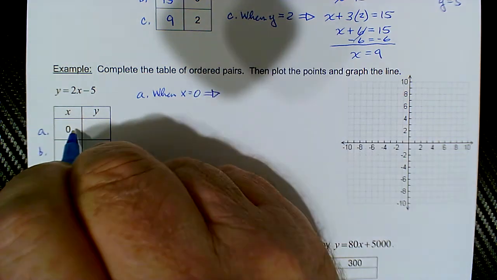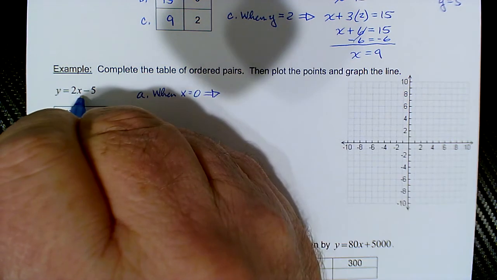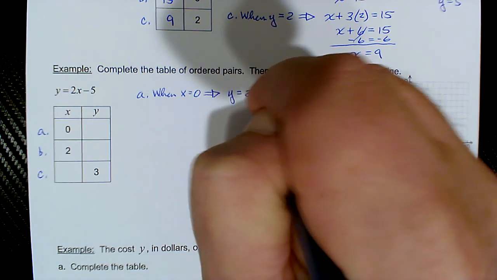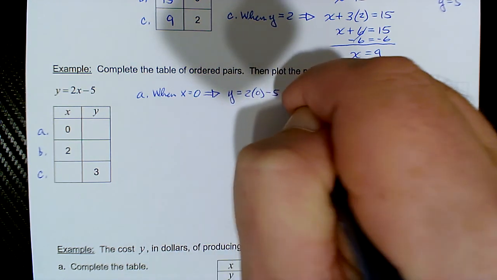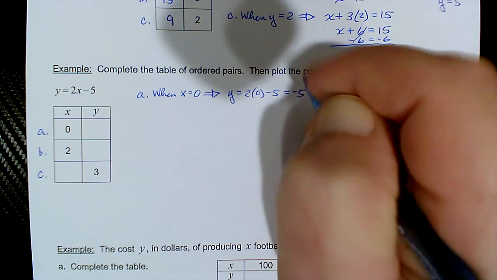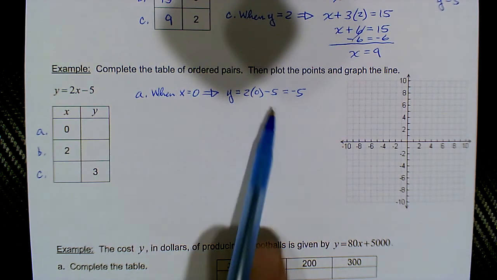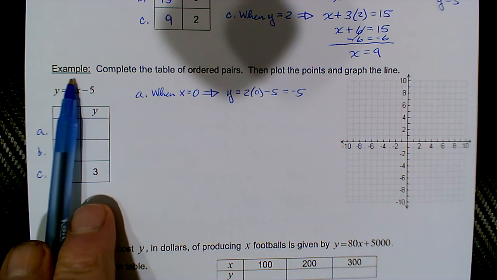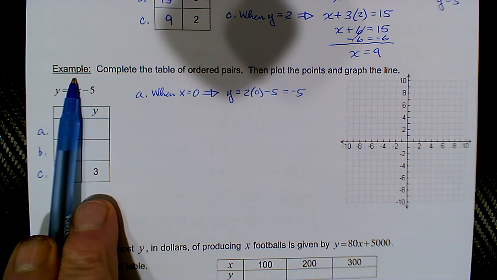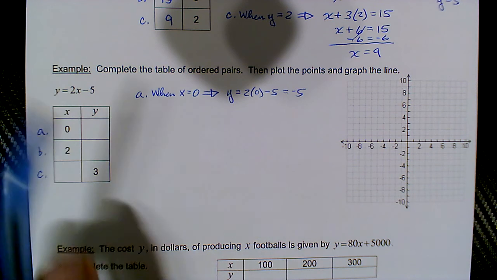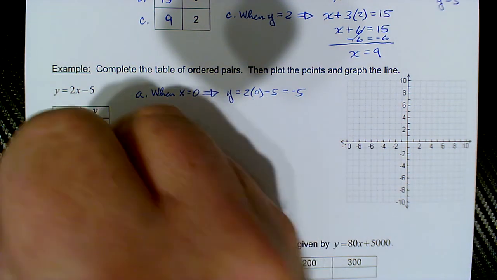So when x is 0, here's our equation, 2x minus 5. Y is 2 times 0 minus 5, or just minus 5. See, and we can see that again by inspection. If you just let x be 0, the term containing x is gone, and you can literally see we get y equals negative 5. So skip steps if you like.